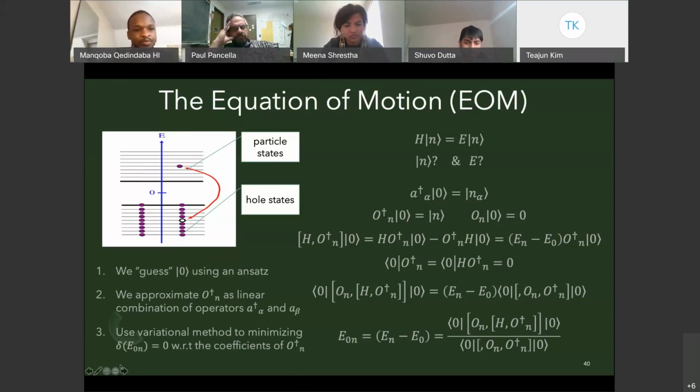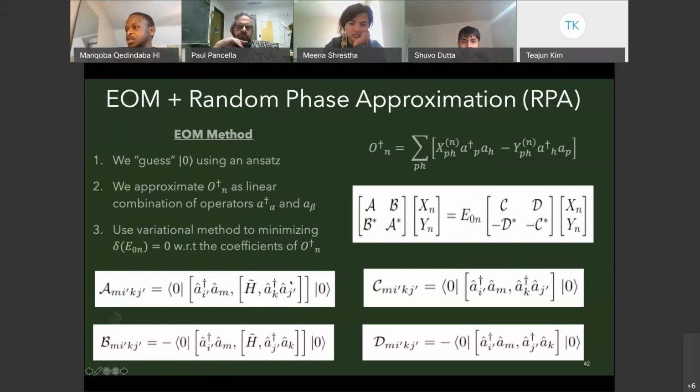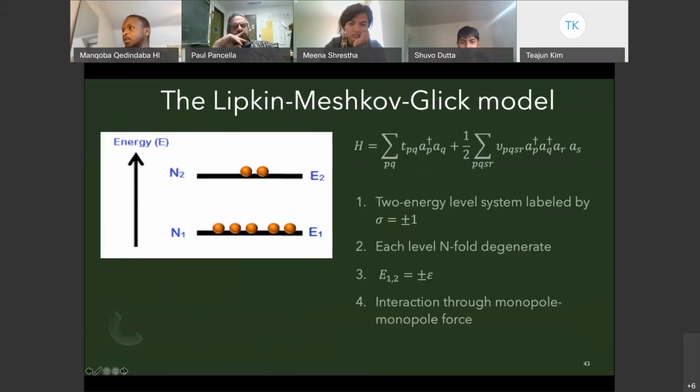The claim is that the way to approximate this excitation operator is to use a method called the random phase approximation. What it does is approximate it as a linear combination of two particle-hole excitations. Once you have that, you do the variation, and you get equations like this. I'll skip those details for later, but the bottom line is that we can do that.